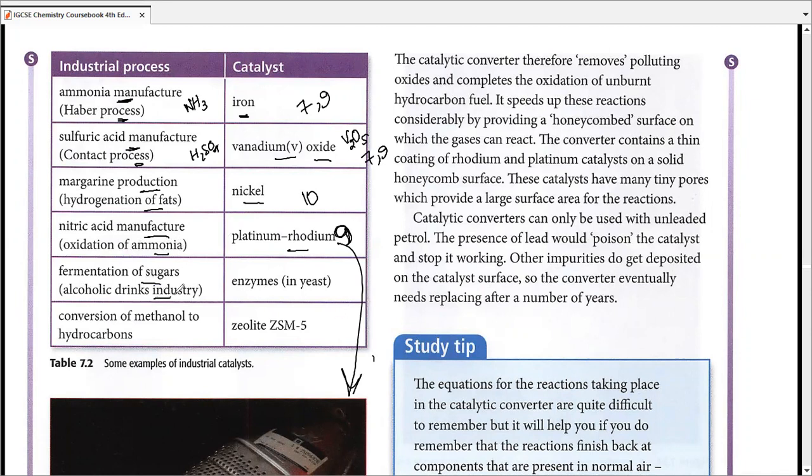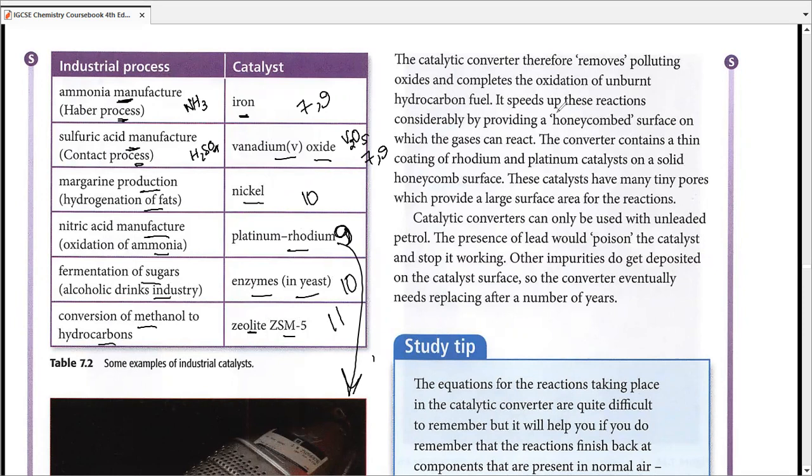Fermentation of sugars for the alcoholic drinks industry, the alcohol that is commonly used for drinking purposes, uses enzymes as in yeast. Chapter number 10, since we're going to discuss alcohols in chapter 10. The conversion of methanol to hydrocarbons by using a mixture of catalysts, the industrial name of which is zeolite ZSM-5, that is actually a coded name, and that's going to be chapter 11. So we are going to discuss many different catalysts at different points of discussing the industry.